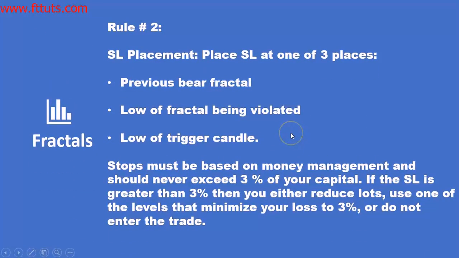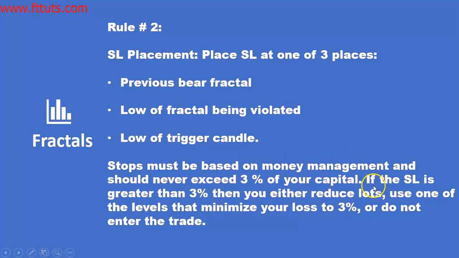So your second rule is your placement. Place your stop loss at one of three places: the previous bear fractal, the low of the fractal being violated, or the low of the trigger candle. Stops have to be based on money management and should never exceed 3% of your capital.